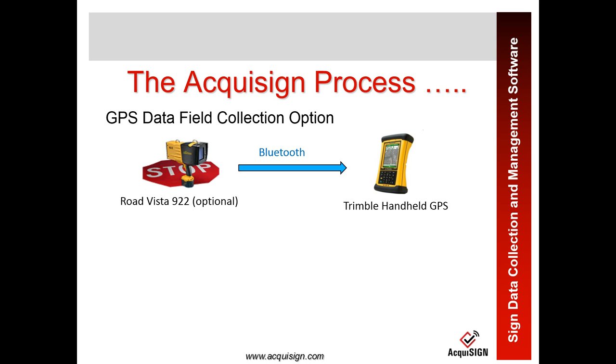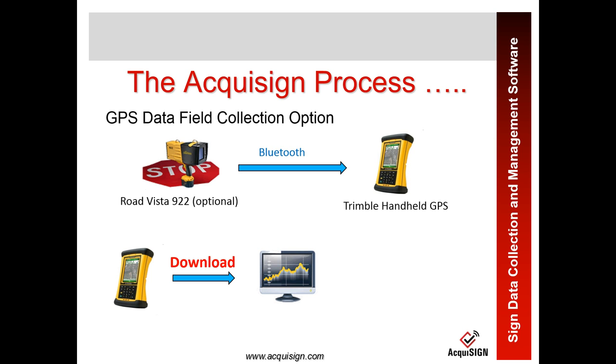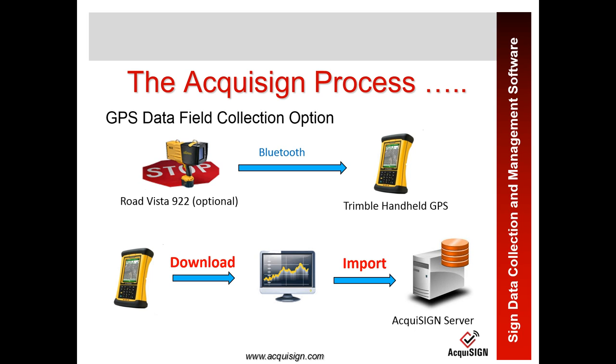Another option is to use a handheld GPS, which is programmed to receive sign data including GPS location and optional photo. The GPS unit can also receive and display retroreflectivity readings from the Road Vista 922 retroreflectometer using a Bluetooth connection. When data from several road signs has been collected, the GPS can download the data files and images to a laptop. Those files are then sent to AcquiSIGN, where technicians will import that data into the AcquiSIGN servers.